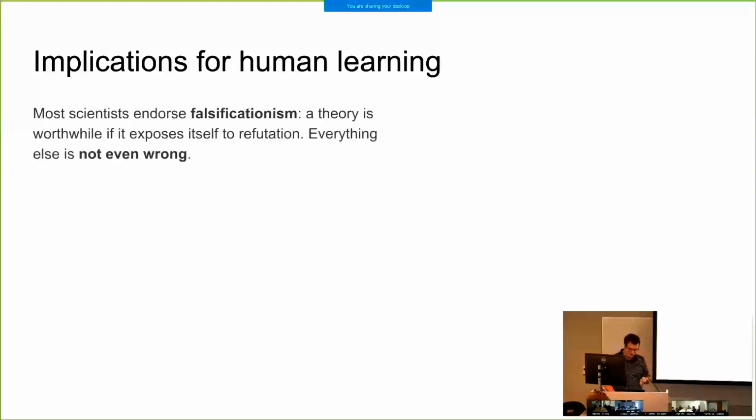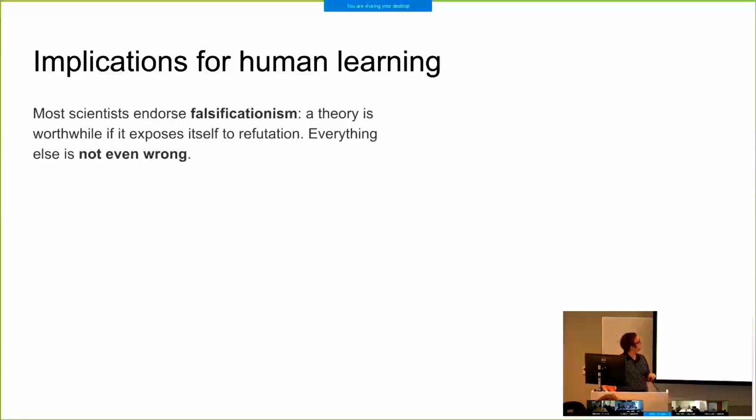Okay, now, before we dive into our final slide, I wanted to talk about one reason why I find this particular machine learning topic interesting. So let's turn now from machine learning to the theory of science. It turns out that most scientists tend to endorse a philosophy called falsificationism, which says a scientific theory is only worthwhile if it exposes itself to refutation. Everything else is dismissed as not even wrong.